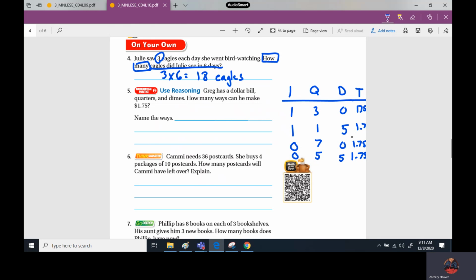And I think he could have, yeah, there's one more. He could have $0, 3 quarters, and 10 dimes to make $1.75. And there's actually one more, okay? He could have 1 quarter and 15 dimes to make $1.75. So if you show me this chart, that's naming all the ways. 1, 2, 3, 4, 5, 6. There are 6 ways.